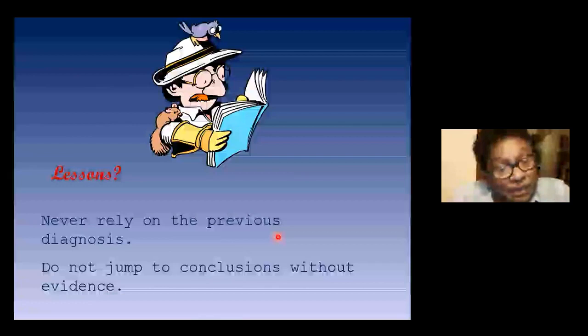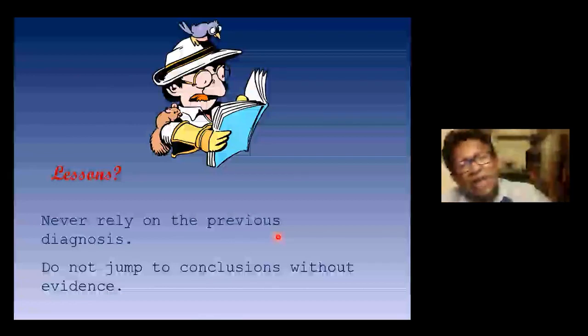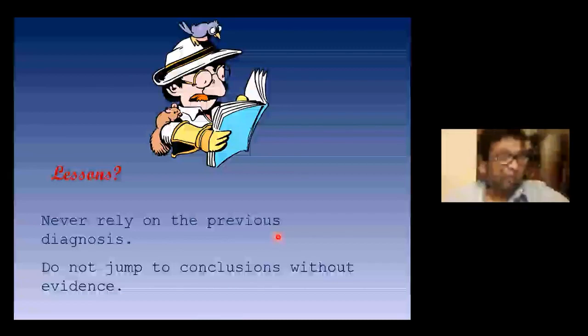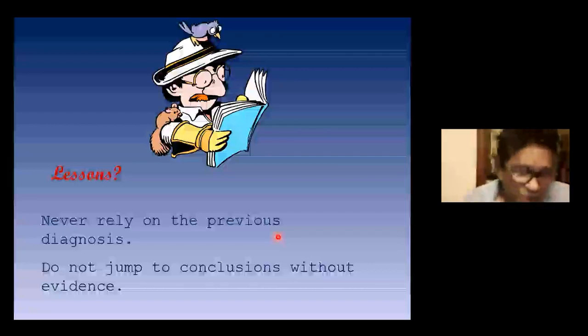Then what are the lessons here again? Never rely on the previous diagnosis. It may be a very hi-fi posh boss or the authority, but still, maybe you are not a consultant, but you have to trust yourself. Is the diagnosis right? Never mind who the boss is, who made the diagnosis. Number two is do not jump to conclusions without evidence. Here they jumped to conclusions without evidence.